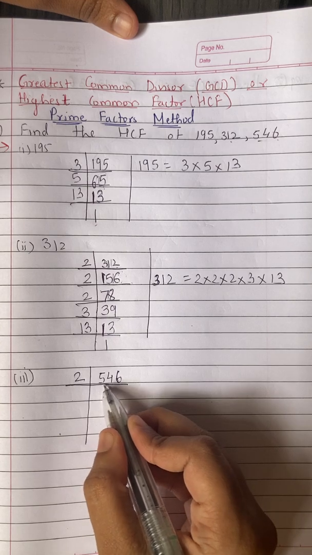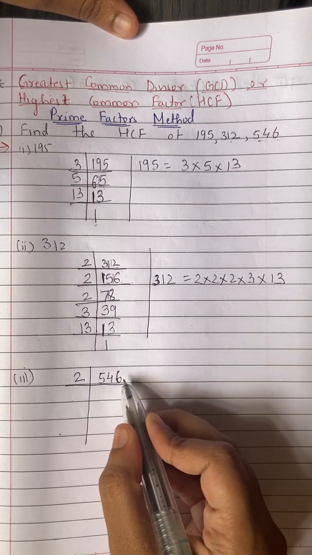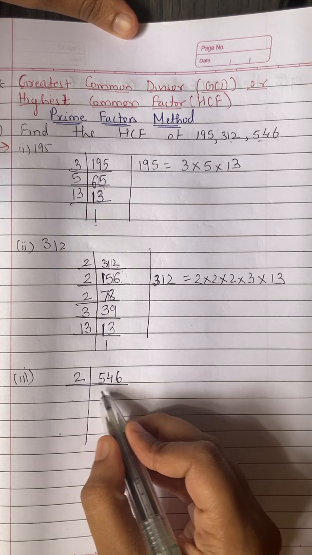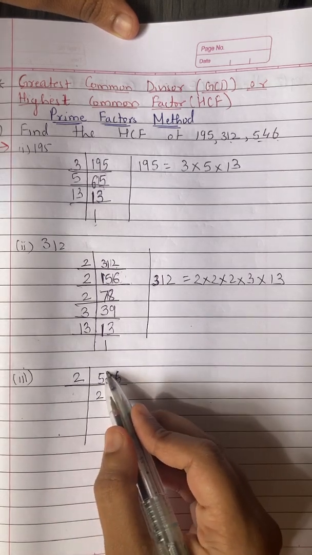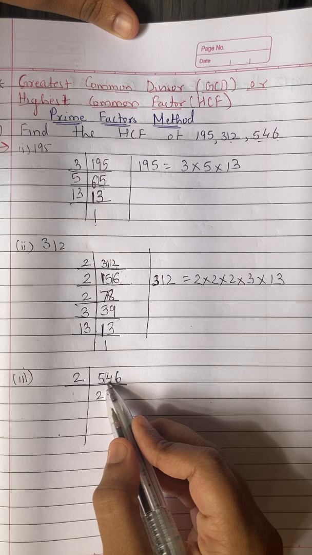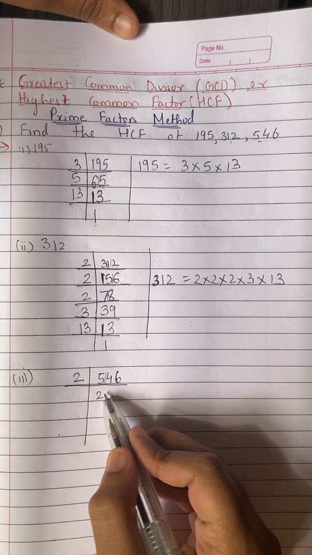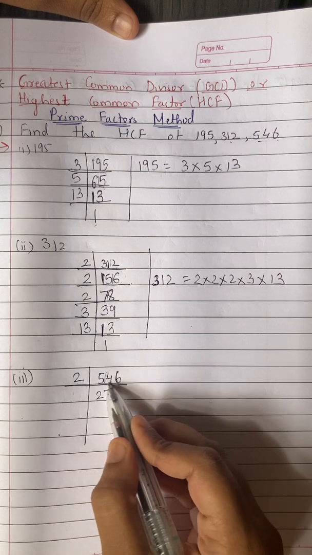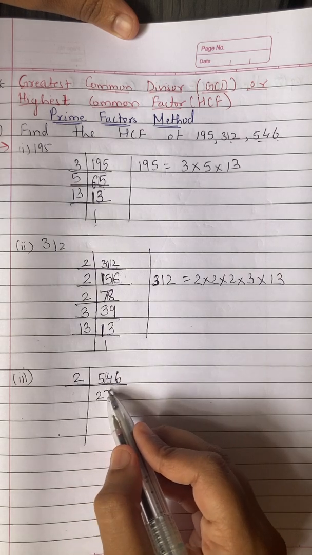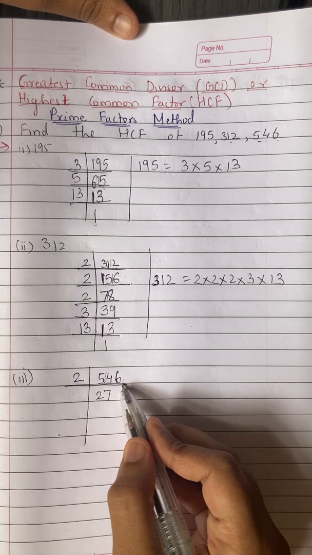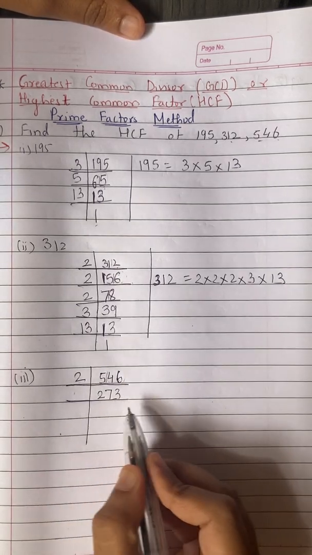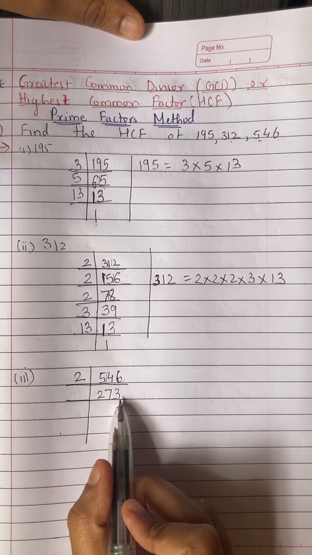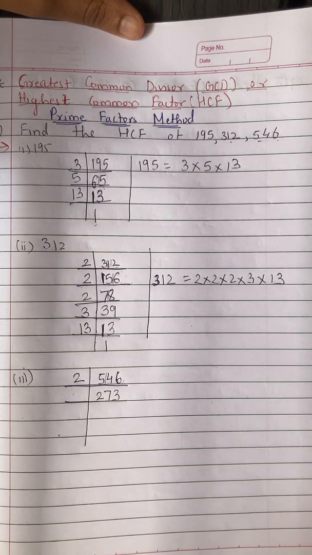2 comes in 2's table because the unit place there is 6. So 2 2s are 4. From 5 we take 4 and 1 is passed over here. Now the remaining number is 1 and 4, 14. 2 7s are 14. 14 is the whole number we take. So that's why only 6 is remaining. So 2 3s are 6. Now here unit place is 3. So that's why this number does not come in 2.